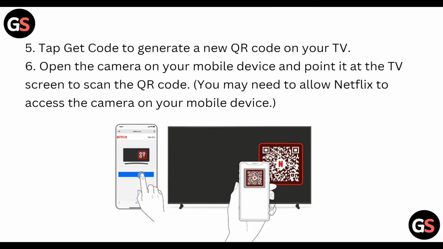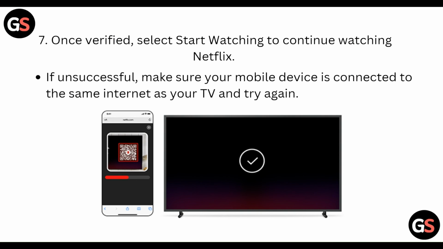After that, tap Get Code to generate a new QR code on your TV. Then open the camera on your mobile device and point it at the TV screen to scan the QR code. You may need to allow Netflix access to the camera on your mobile device. Once verified, select Start Watching to continue watching Netflix. If unsuccessful, make sure your mobile device is connected to the same internet as your TV and then try again.